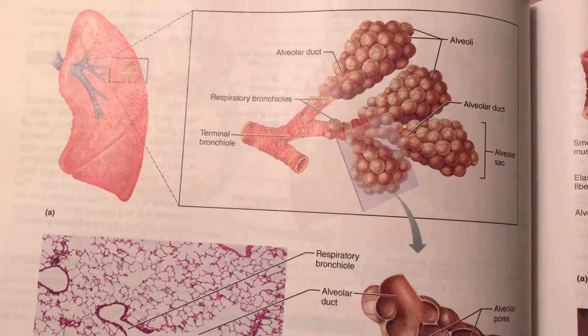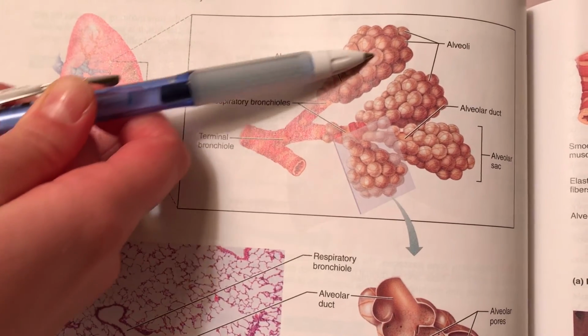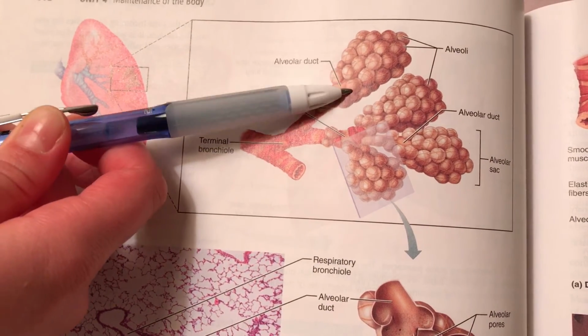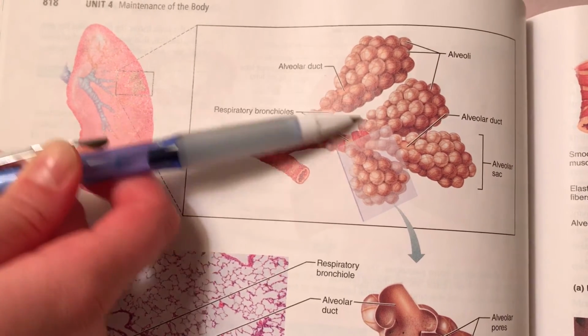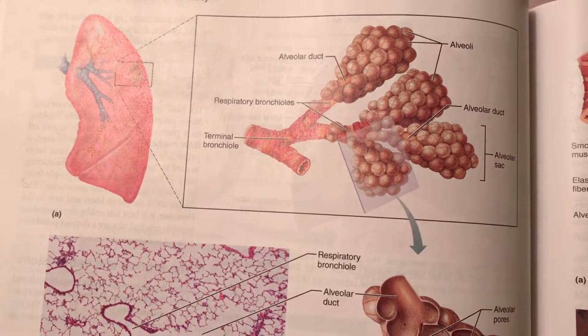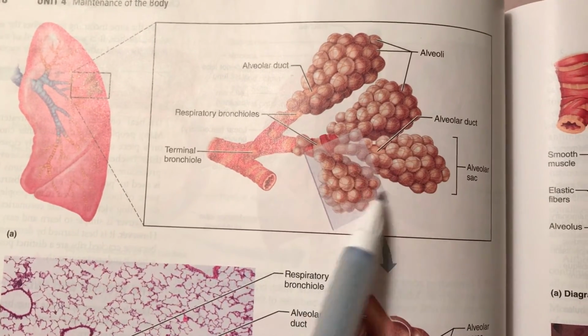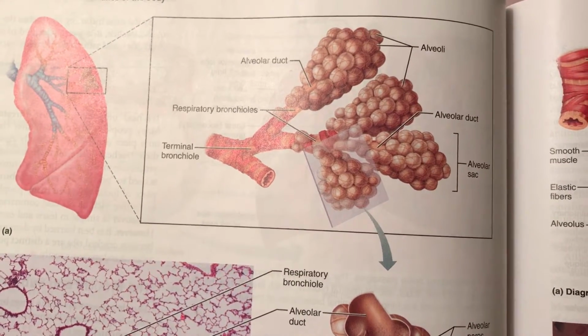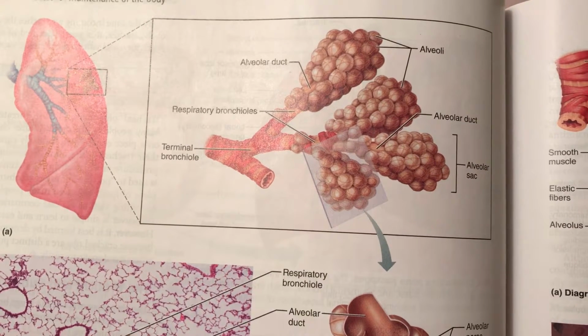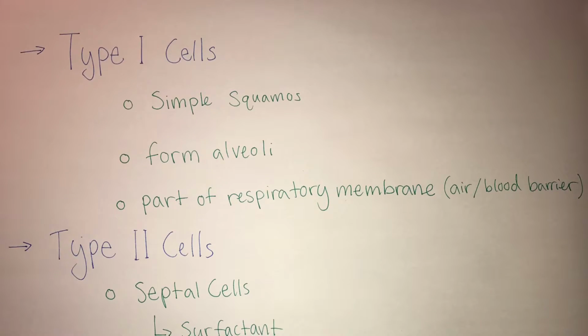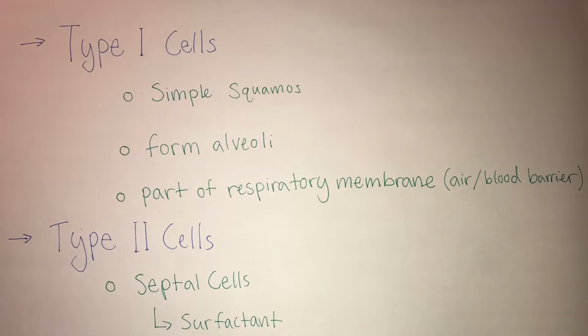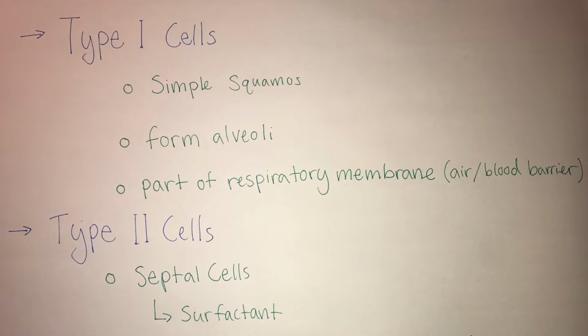The alveolar ducts are passageways to the alveolar sacs. It's kind of hard to see because all the alveoli are covering, but it's here and here. The alveolar sac is a cluster of alveoli. They contain type 1 cells and type 2 cells. Type 1 cells form the alveolus and are made up of simple squamous epithelium.